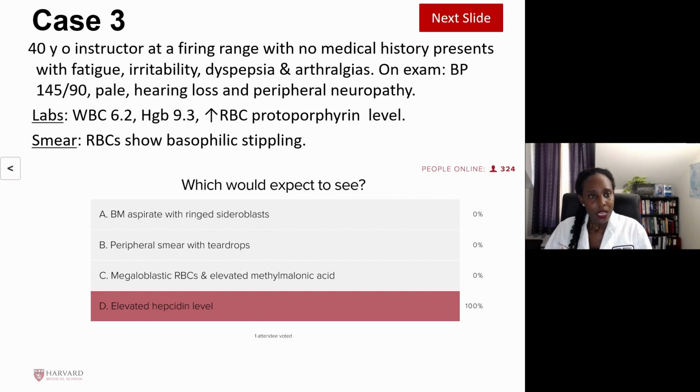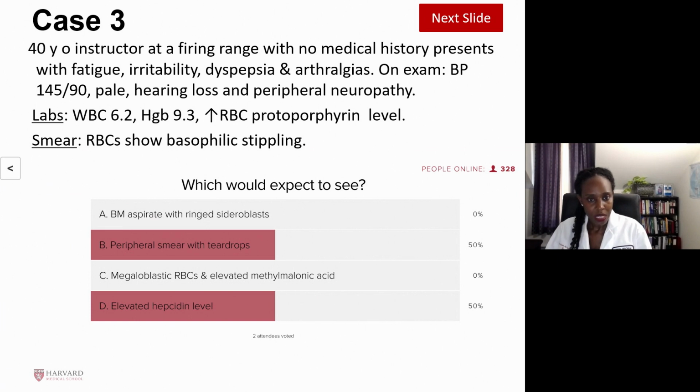The next case is a 40-year-old instructor at a firing range with no past medical history who presents with fatigue, irritability, dyspepsia, and arthralgias. Slightly hypertensive, pale, has some hearing loss, and peripheral neuropathy. White blood cell count is 6, hemoglobin is 9.3. He has an increased RBC protoporphyrin level, and his red blood cells show basophilic stippling. Which would you expect to see in this patient?